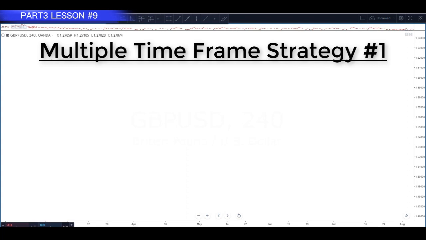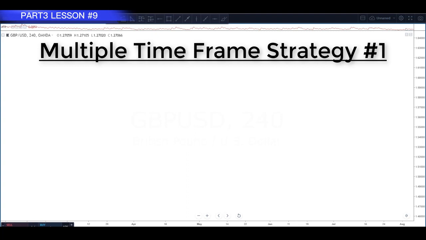During this tutorial, we're going to go through a strategy that uses multiple time frames, which means we're going to be swapping from daily charts to 4-hour charts specifically for this strategy. We'll be taking a look at a few different strategies like this throughout the advanced section of the course, but today is going to be our first strategy using multiple time frames.